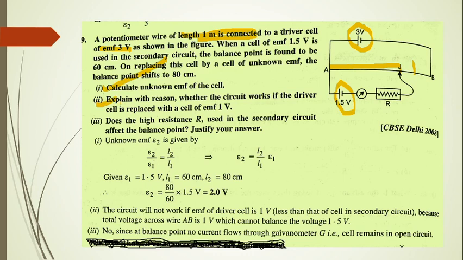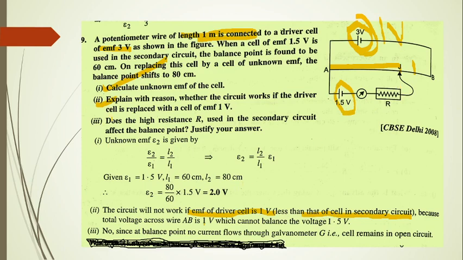The second question is: explain with reason whether the circuit works if the driver cell is replaced with a cell of 1 volt. It will not work, because the EMF of the driver cell must always be greater than that of the secondary cell. Otherwise we will not get the balance point. The circuit will not work if the EMF of the driver cell is 1 volt, less than that of the cell in the secondary circuit, because the total voltage across AB is 1 volt, which cannot balance a voltage of 1.5 volt. So we cannot obtain the balance point for 1.5 volt.